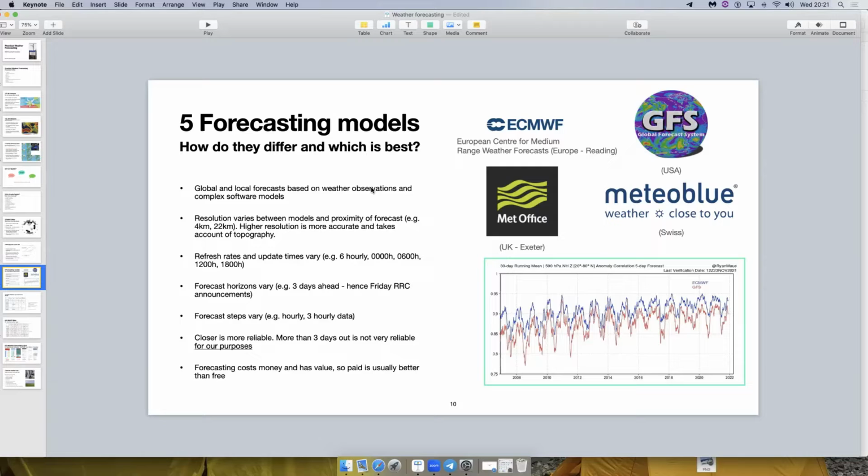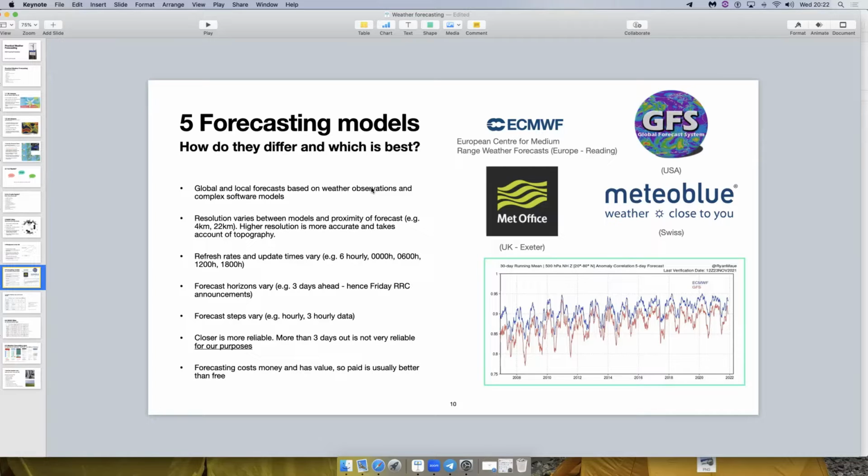Others have a much lower resolution and basically predict the same weather forecast for everywhere within a much larger area. Now, clearly, for our purposes, high resolution is much more useful than low resolution. There are a couple of factors that affect resolution. One is proximity. You tend to get more resolution for forecasts that are closer to the current time.